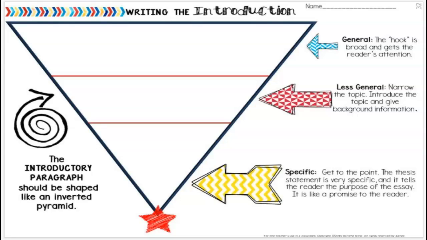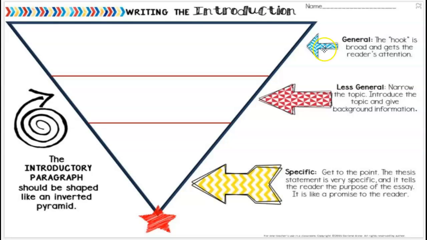So today you're going to be writing the introduction, and the best way to think about an introduction paragraph is to think about an inverted pyramid. So the first sentence in your introduction is going to be this broadest level of the pyramid, and you can see here it says it's general. This is the hook. So the reader could be paying attention to a million different things in their life, and then when they read your hook, it's catching their attention. It's saying, hey, I want you to pay attention to this.